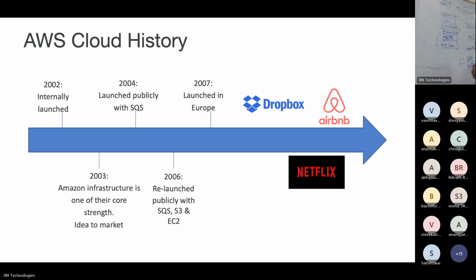Before I answer, can you tell me why you think they started using AWS? Cost saving. Right, cost saving. You don't have to use your own infrastructure.